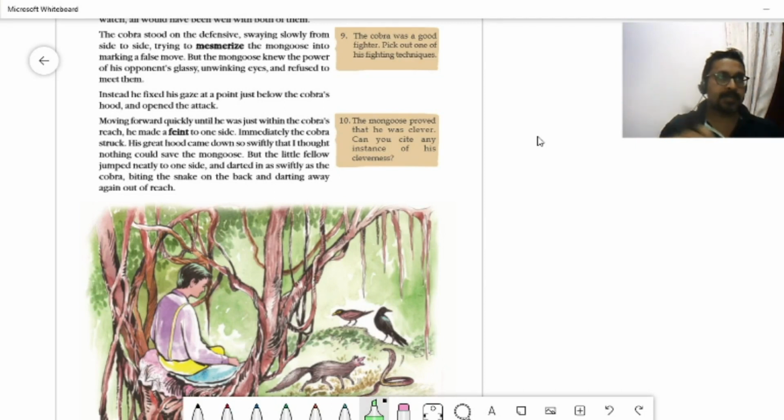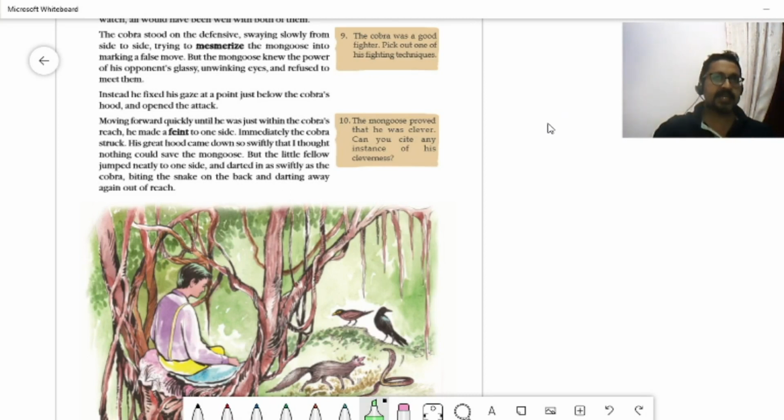The cobra stood on the defensive, swaying slowly from side to side, trying to mesmerize the mongoose into making a false move. But the mongoose knew the power of his opponent's glassy, unwinking eyes and refused to meet them. Then what did the cobra do? It fixed its gaze at a point just below the cobra's hood and opened the attack.